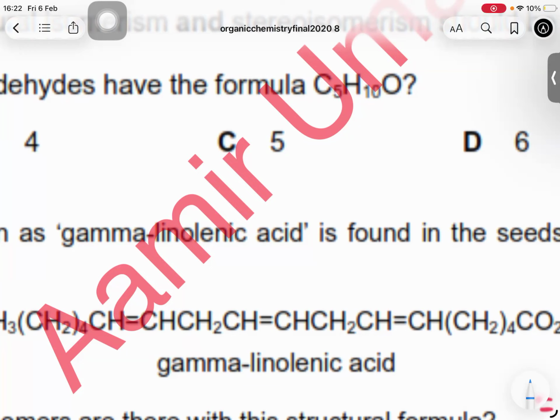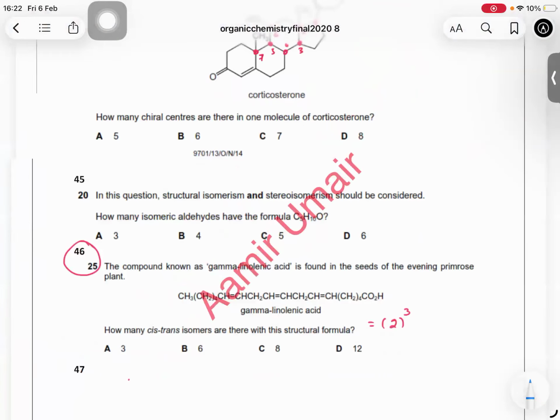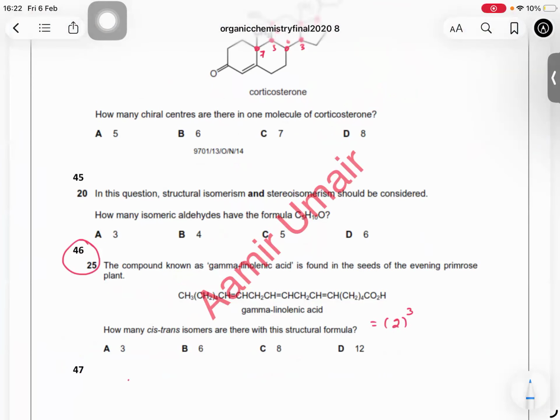Then we go here. Let's move to forward. Five.